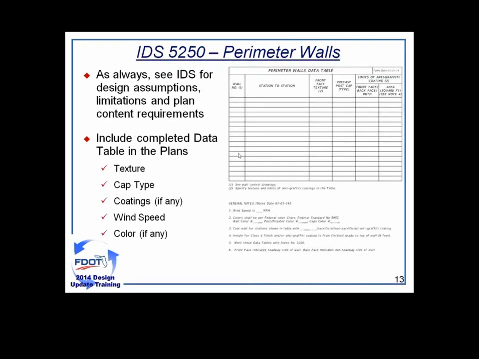Okay. As always, you need to see the IDS for design assumptions, limitations, and plan content requirements. You need to include the completed data table in the plans, which specifies the texture, the post cap type, coatings, and wind speed and color. And in some cases, there may not be any coatings or color involved. So that's just if it's required for the project. And notice the wind speed is down here in the general notes, and that will tell the contractor which option to build.